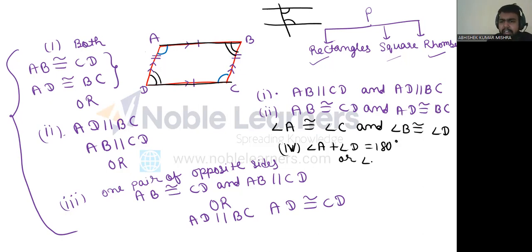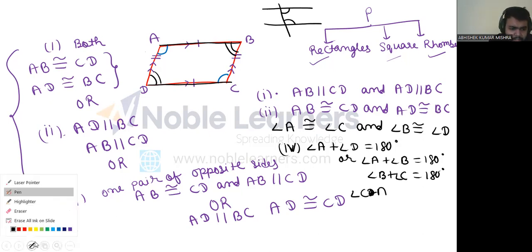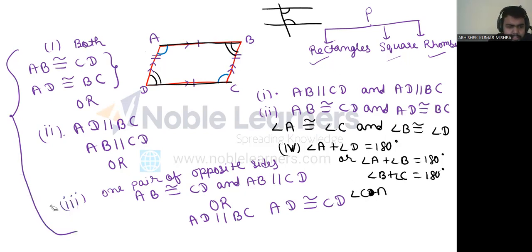Or I could say angle A plus angle B is also equal to 180. In the same way, angle B plus angle C is also equal to 180, and angle C and angle D. I think you are understanding all the points. So angle C plus angle D will also make 180. So all the adjacent angles add up to 180.